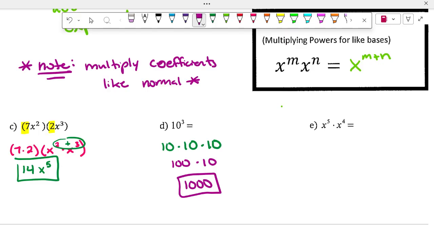10 raised to any power is usually pretty easy to find. Every time you just keep adding a 0 to it. So 10 to the 4th is 10,000, 10 to the 5th is 100,000, 10 to the 6th, 1,000,000, and so forth. You just keep adding a 0 at the end.